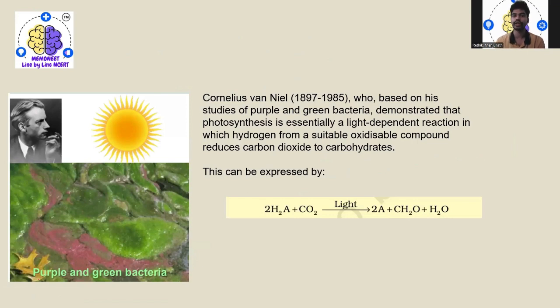Then we had Cornelius van Niel, who, based on his study of purple and green bacteria, which I told you before, demonstrated that photosynthesis essentially depends upon the light dependent reaction. As I told you in the spectrum, you could observe the oxygen release was more in the red as well as blue spectrum. So one thing was clear: it essentially depends on the light dependent reaction in which the hydrogen from a suitable oxidizable compound reduces the carbon dioxide to carbohydrates. This can be expressed in this equation.